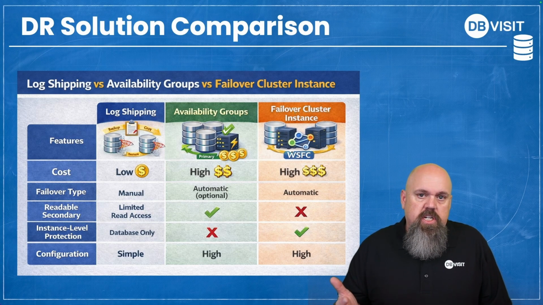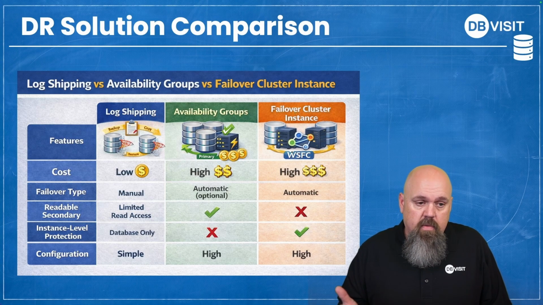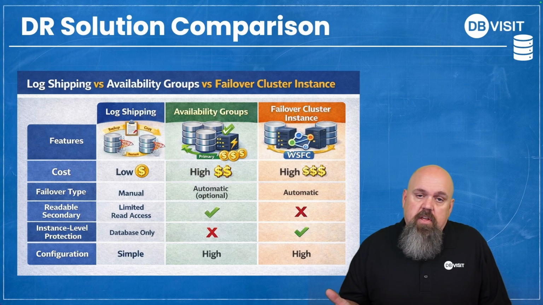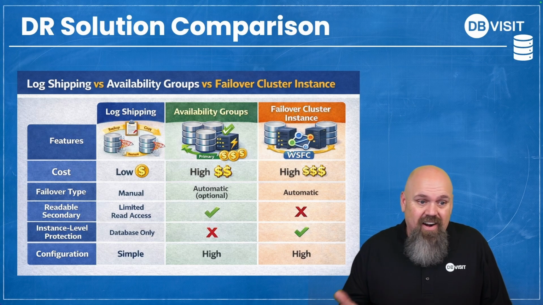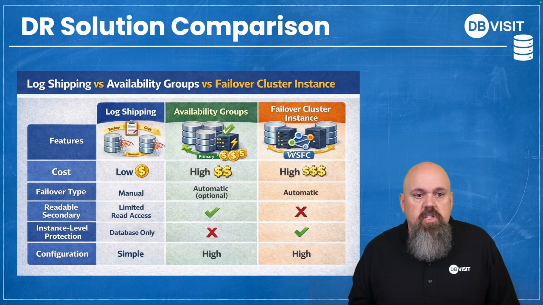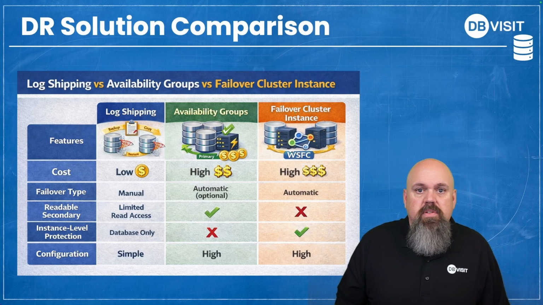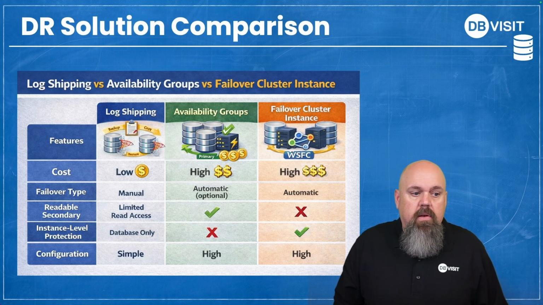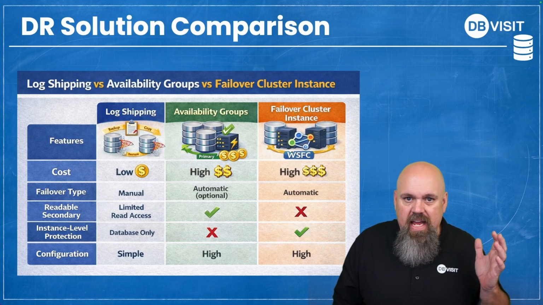Log shipping and availability groups only protect at the database level. Now, we can log ship all the databases or put all the databases into an availability group if you're running Enterprise, whereas the failover cluster instance will protect the entire instance. Everything on the instance gets failed over to the secondary. So it is an instance level DR solution that, if you wanted to protect everything, you could.